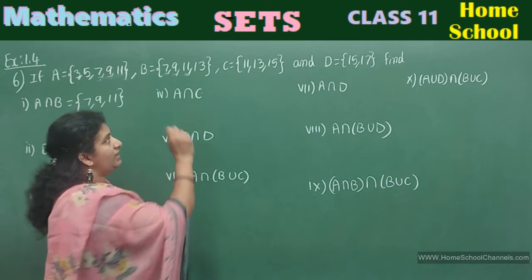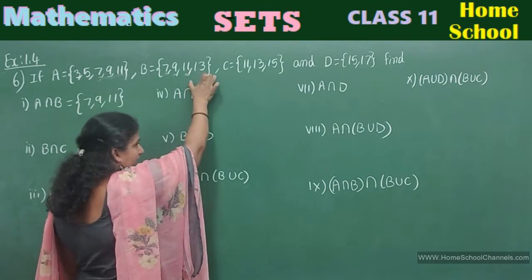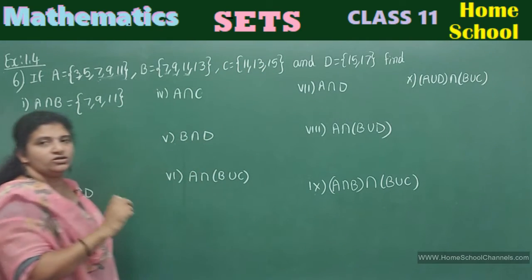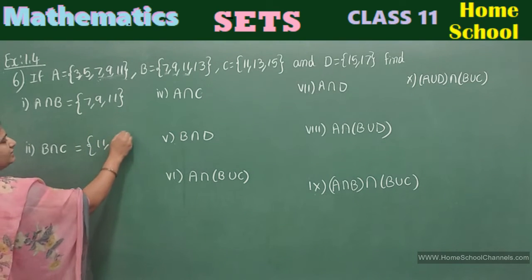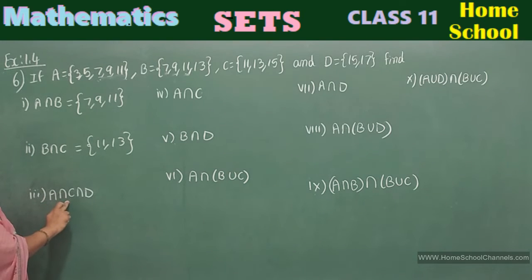7, 9, 11, 13, 11, 13, 15. See here, 11, 13 is there in this set and 11, 13 is also there in C set. So what are the common elements? 11, 13. Okay. See the third one, A intersection C intersection D.